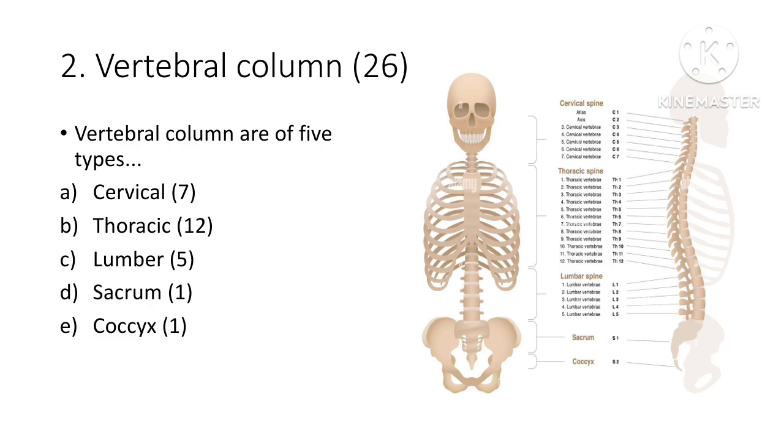The cervical vertebrae are located in the neck and are the smallest and most mobile of the vertebrae. The first cervical vertebra, the atlas, articulates with the skull and allows for nodding of the head.